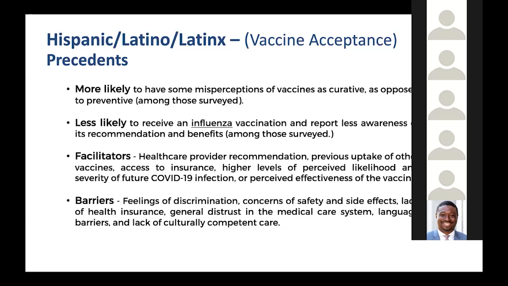Some of the facilitators to getting vaccines are, again, healthcare providers providing recommendations, that they've used vaccines before, that they have insurance, and that they're concerned about the perceived likelihood and severity of a future infection as well as the perceived effectiveness of the vaccine. I think this is going to apply to everybody that we're talking about. Some of their barriers, though, are feelings of discrimination, concerns of safety and side effects, lack of health insurance, general distrust in the medical care system, language barriers, and lack of culturally competent care. I guess this is no surprise to anyone that's listening to this. Next slide, please.